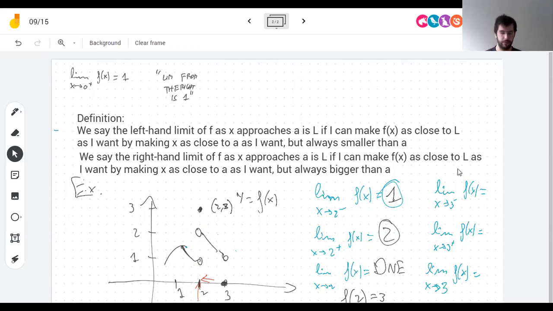Would it be 3 if it wasn't a full circle? If it wasn't... You mean if it was like this? Let's see. F of 2 would not exist, because if I try to find the point with x-coordinate 2, there's no points with x-coordinate 2. But I could still do the limits, because I don't need there to be anything. Okay, so open circle means that for limits, they still exist. Open circle means there's nothing there in the graph.